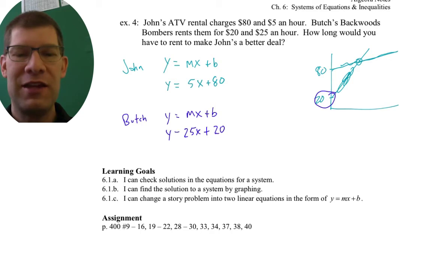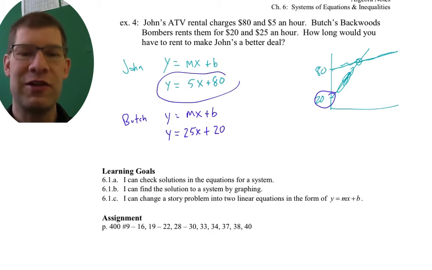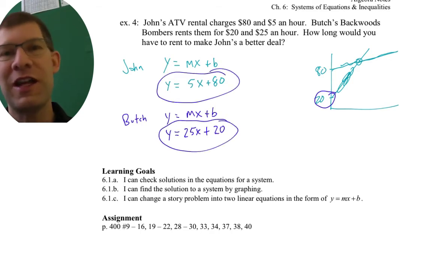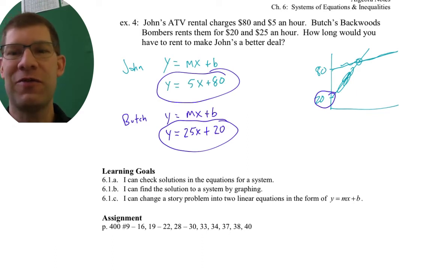So once you had these two equations here, this one and this one, you could take and punch those into your calculator and then look for that point. And the x value of the point is going to be that amount of time you'd have the rental where one would be a better deal than the other. And y would be the cost at that amount of time.